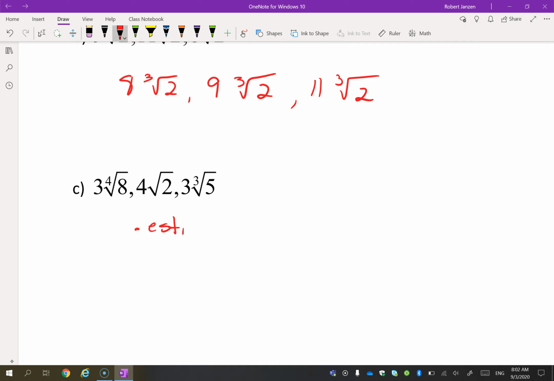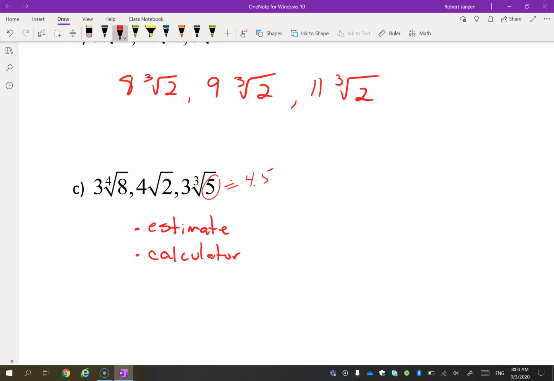All right, so I'm just going to write that here. This is one where you're going to have to estimate or use your calculator, because you can't make them the same radicands. If you look at this, I know that the cube root of 5 is 1 point something. If I multiply that by 3, maybe this is going to be about 4.5, just guessing.